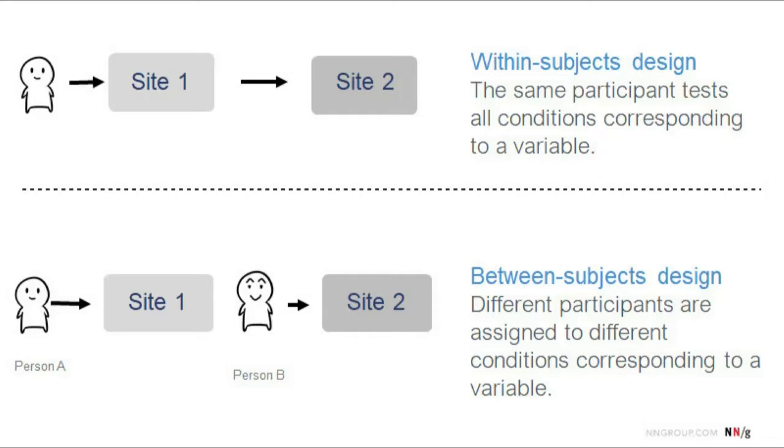If we compare it to the between subject design, as you can see here, they have provided two different participants, person A and person B, who are assigned to different conditions corresponding to a variable. So within subject design undergoes all the conditions of the variable, which are site 1 and site 2.